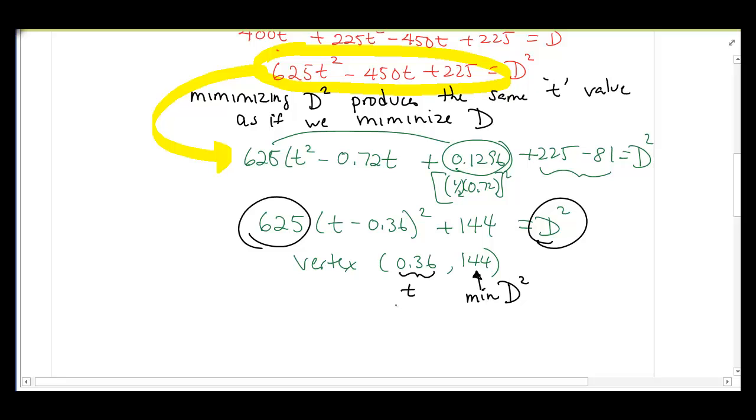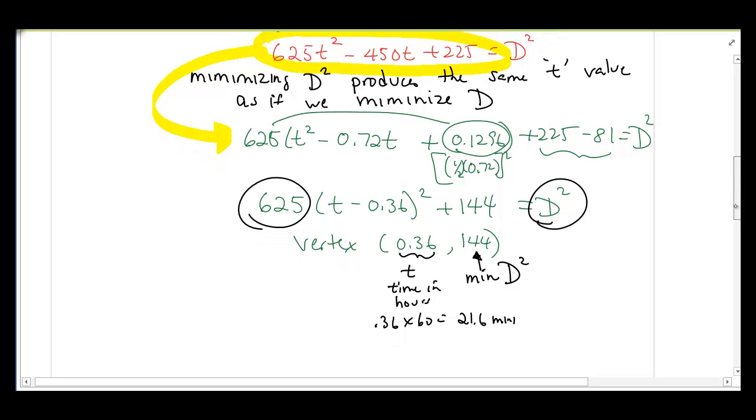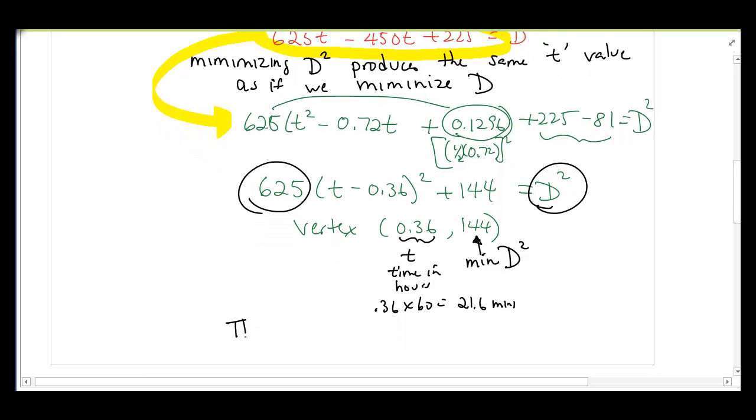So t, of course, is the time in hours. I guess I should convert that into minutes. So 0.36 times 60. That's about 21.6 minutes. So you can say that the time the two boats were closest to each other was at 2:22, I'll say. And what is the minimum distance?